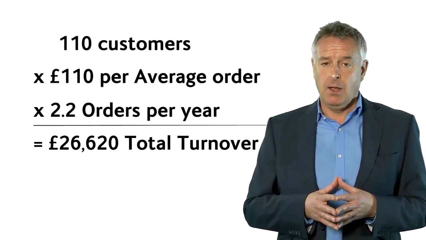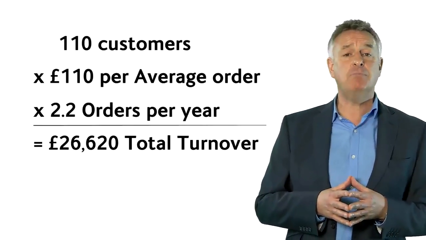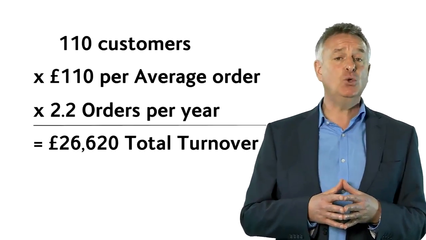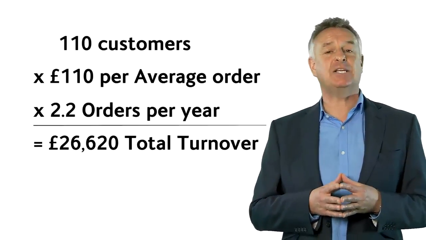Now, if we multiply all the figures, we see the turnover has increased from £20,000 to £26,620. So, 110 customers times £110 per order times 2.2 times per year equals £26,620. That's an increase in turnover of a massive 33.1% and is compound growth.